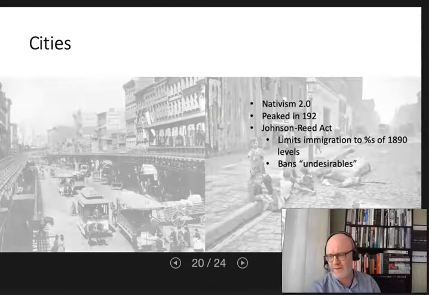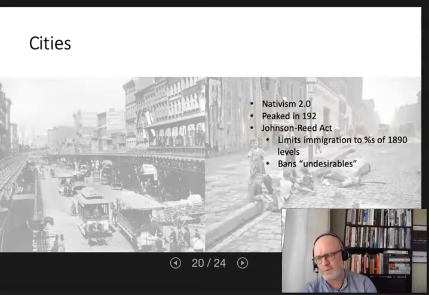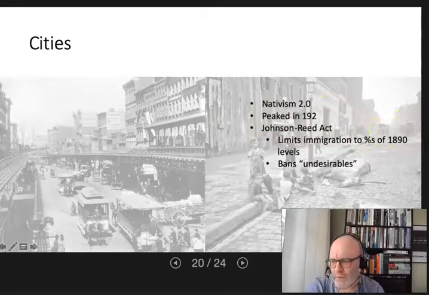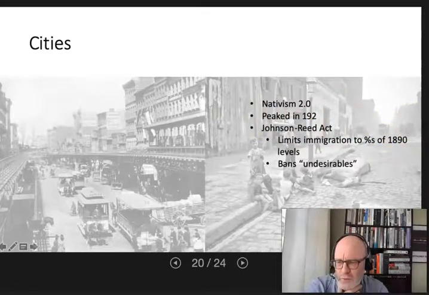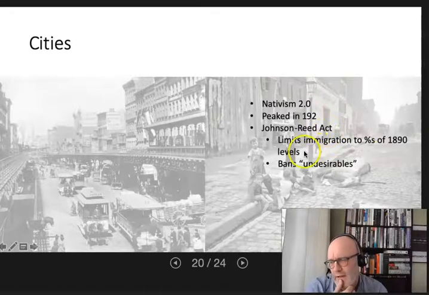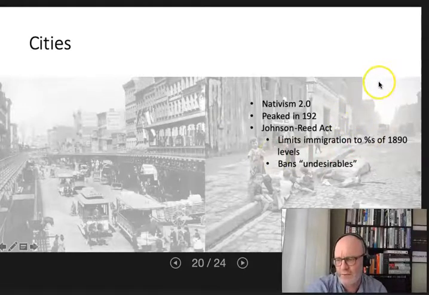Oh, I've cut this off here. Does not peak in 192, maybe in like Rome or something. That should be 1924. 1924 here. The Johnson-Reed Act, which I said limits immigration to a percentage of the 1890 totals, bans undesirables.